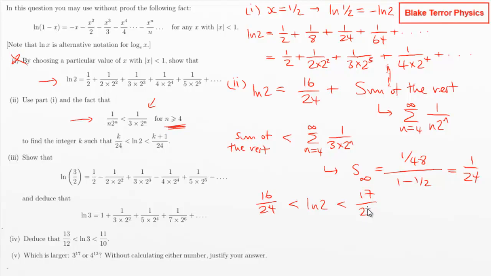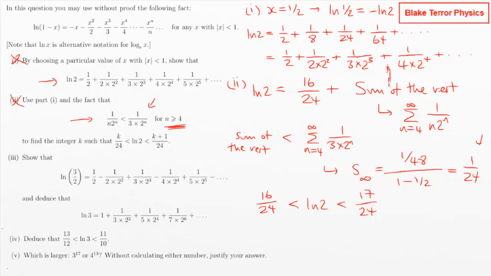So less than 17 over 24. Because this sum here that I've just done, this 1 over 24, well, that's more than we get for the rest of the sequence. So whatever we do end up getting for log 2 has got to be less than 16 over 24 plus that sum. Right, that was quite nice.